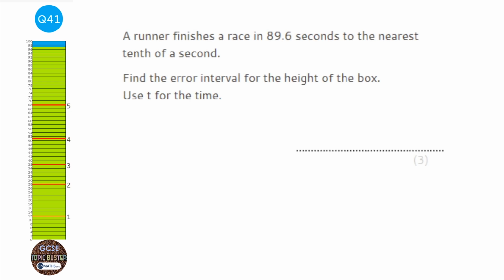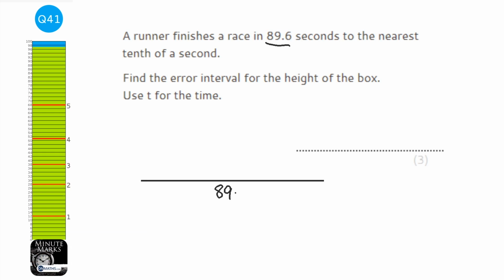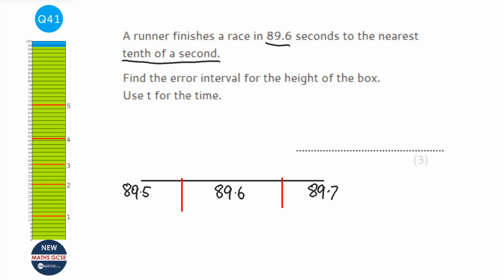Okay, so to do this question, I'm going to start off with a number line, and I'm going to put the number given to us in the question in the middle, so 89.6. Now it says it's to the nearest tenth of a second, so what I want to do on the left hand side is put the next number down. So what could it have rounded to if it was slightly less? Well, the next one down would have been 89.5, and the next one up on the other side would have been 89.7. Now to find the bounds, we just find the halfway points, and this left hand one will be the lower bound, the right hand one will be the upper bound.